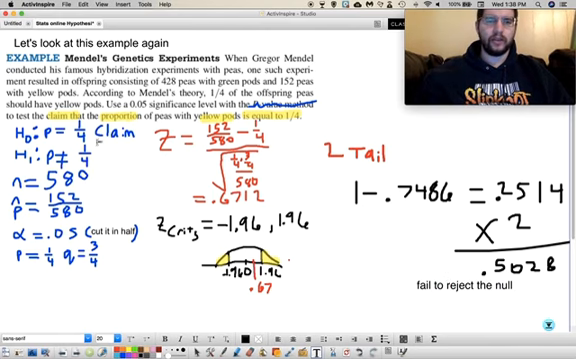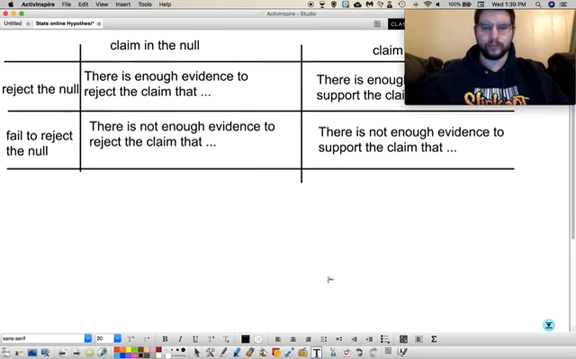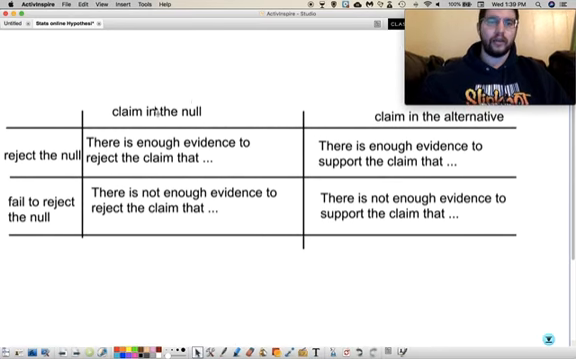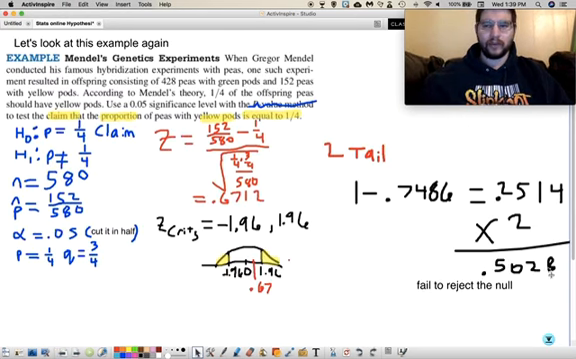And since our claim was in the null, again, there's not enough evidence to reject the claim that the proportion of p's with yellow pods is equal to 1/4. So that goes back to this chart right here. Again, you need to know this chart. Determine where the claim is, then determine if we reject the null or fail to reject the null. Our claim was in the null, and we failed to reject the null. There's not enough evidence to reject the claim that, whatever it may be. So that's how we get the p-value from the chart.